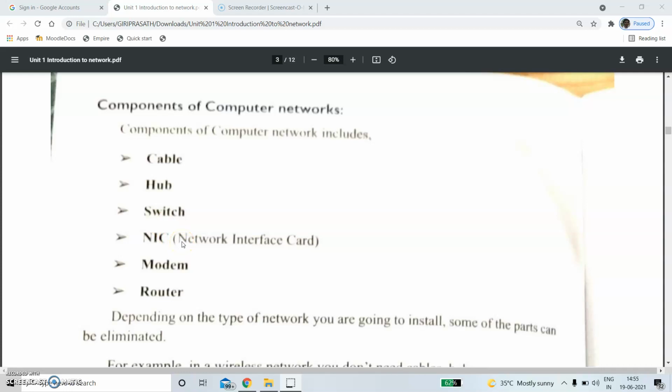According to the type, there are so many types of network. Let's see one by one. According to the kind of network you are choosing, you have to install those components.